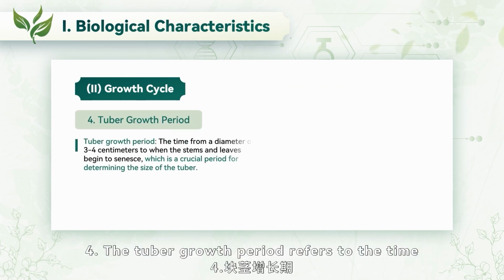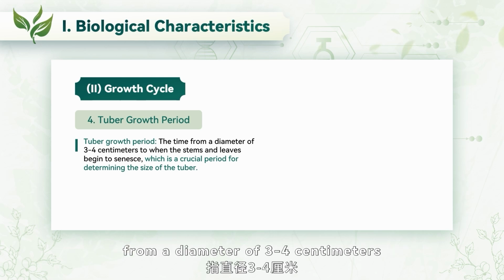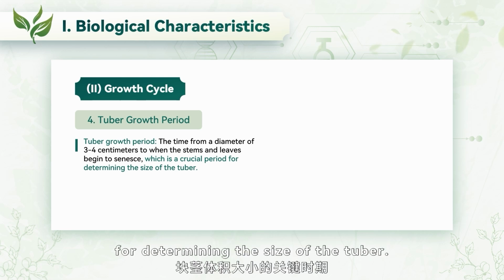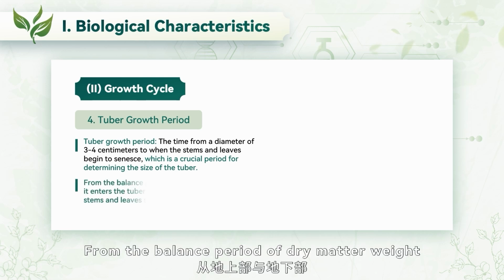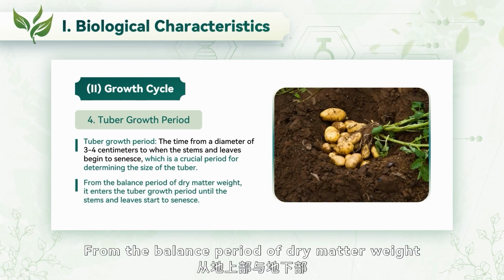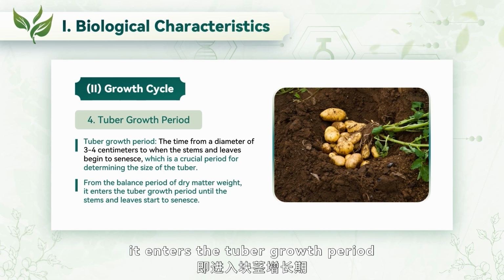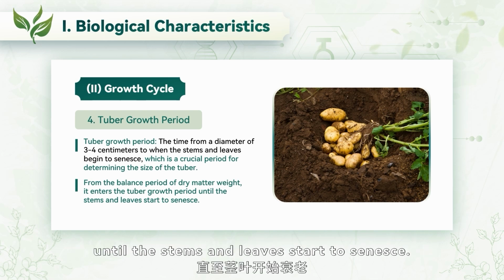4. The tuber growth period refers to the time from a diameter of 3 to 4 centimeters to when the stems and leaves begin to senesce, which is a crucial period for determining the size of the tuber. From the balance period of dry matter weight between the above-ground and underground parts, it enters the tuber growth period until the stems and leaves start to senesce.